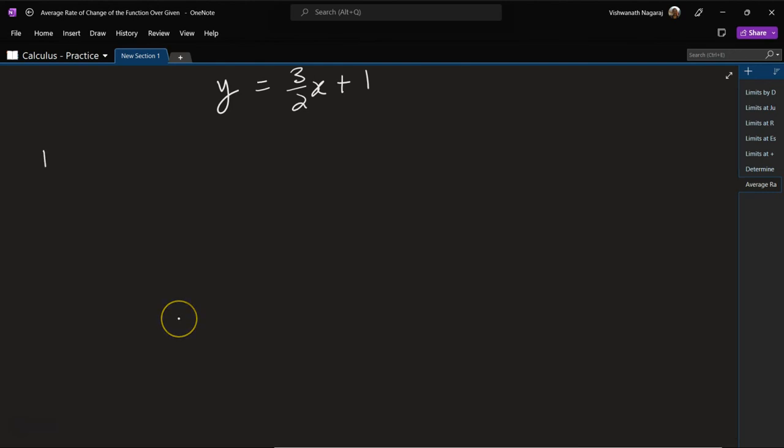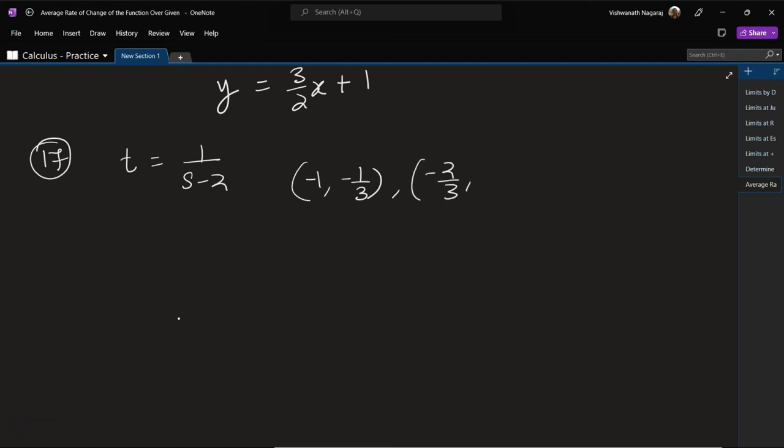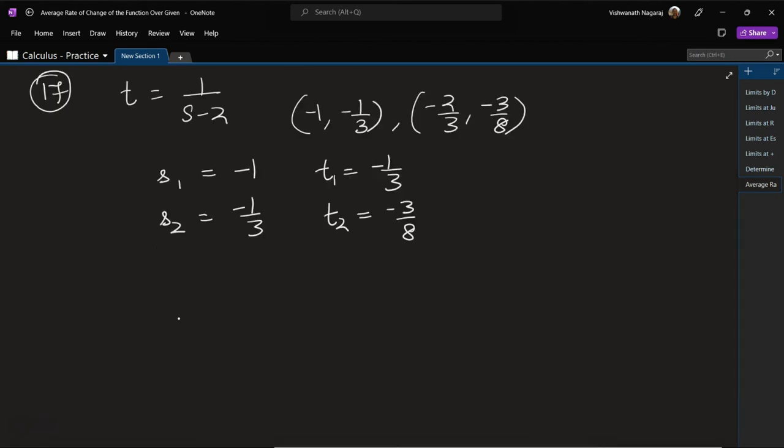Okay. Let's look at the 17th one. T is equal to 1 by S minus 2, between the points minus 1, comma 1 by 3 and minus 2 by 3, comma minus 3 by 8. Now let's stick to the same terminology as far as possible. S1 is equal to minus 1, S2 is equal to minus 2 by 3. T1 is equal to minus 1 by 3, and T2 is equal to minus 3 by 8. Okay, let's figure out the slope.